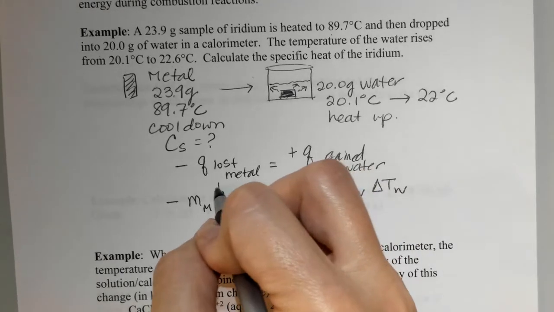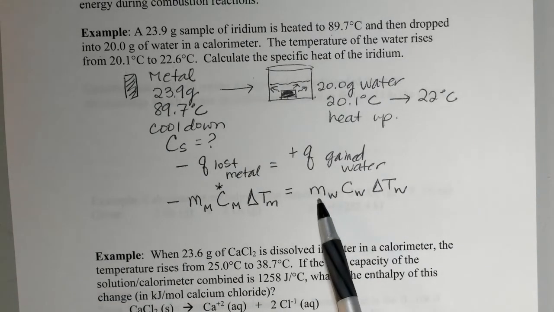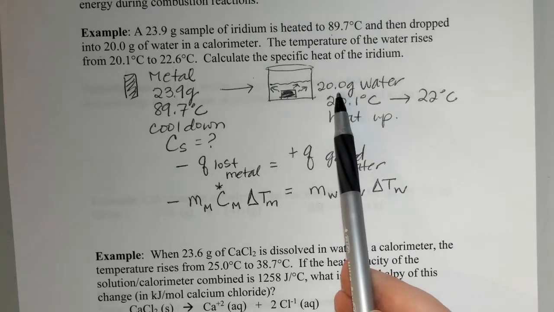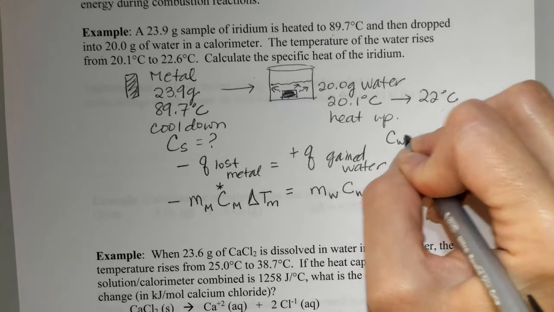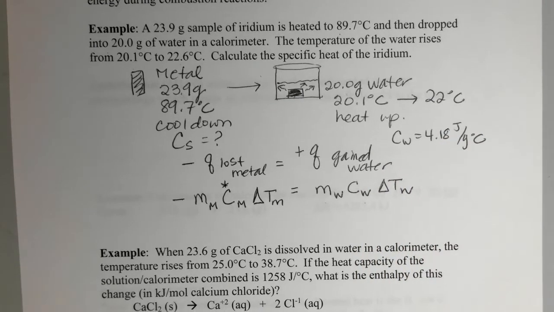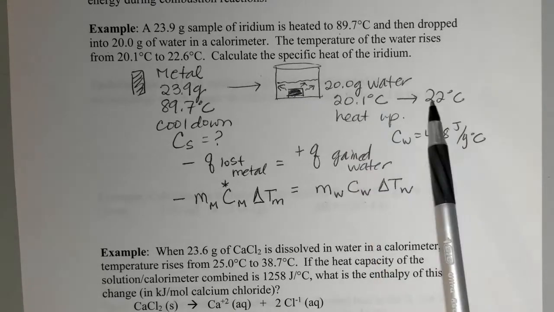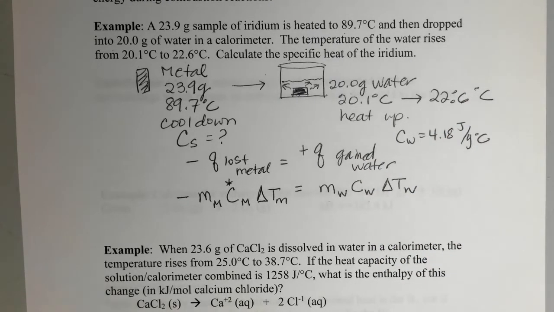And we want to solve for the heat capacity for the metal. So we need to think about everything else that we have. We have our mass of water, 20.0 grams of it. We have our heat capacity of water. We saw this earlier, that was the 4.18 joule per gram degrees Celsius. That's a constant. And the change in temperature, 22.6 degrees Celsius.